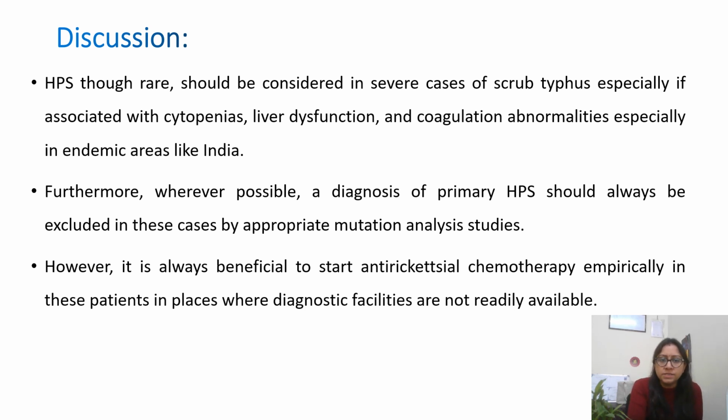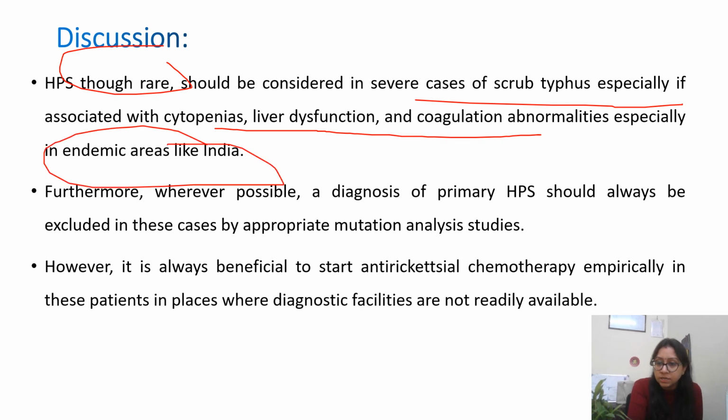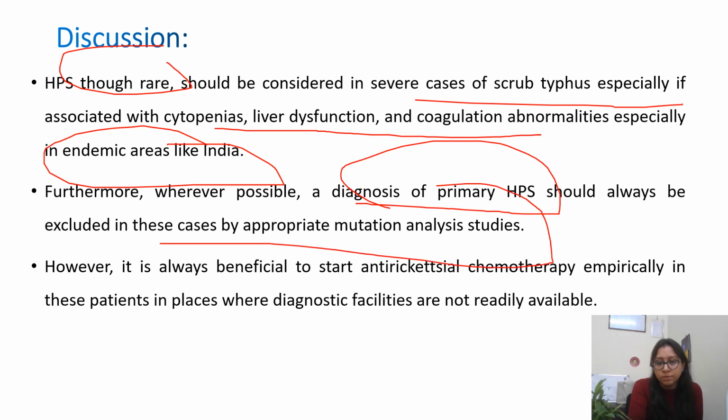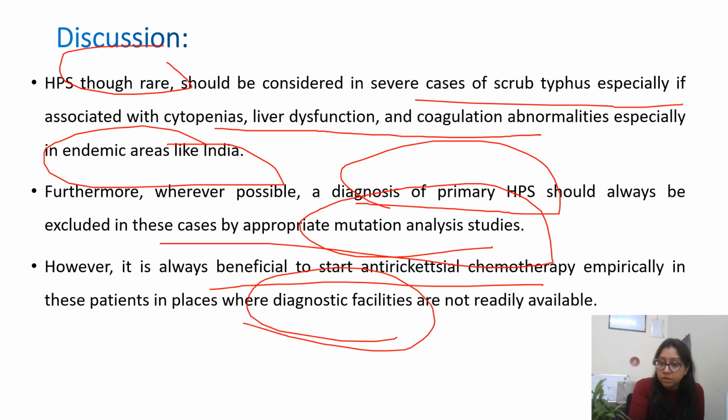So this HPS, though it is rare, you have to consider it in severe cases of scrub typhus, especially if the patient of scrub typhus is presenting to you with cytopenia, liver dysfunction, coagulation abnormality, and also you have to look whether this infection is occurring in endemic area also. Because that has a strong association. So a diagnosis of primary HLH should always be excluded in these cases by appropriate mutation analysis. So that HLH mutant gene has to be tested.